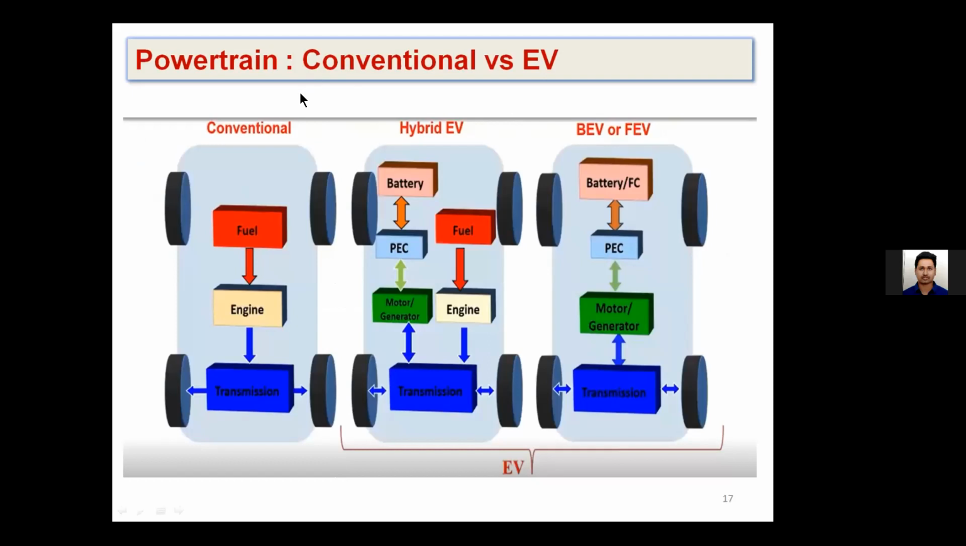So powertrain, here these are the different ones. Here we have the conventional, where the fuel can be considered as either petrol or diesel, and here we have an internal combustion engine, IC engine, and transmission. So this is the conventional vehicle that we have. Here, these two things will come under EV.